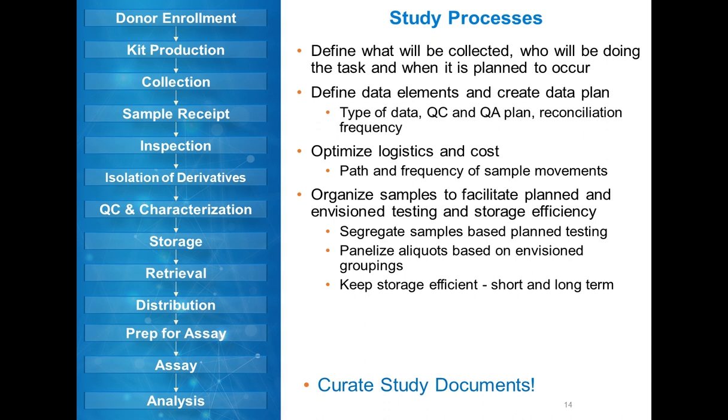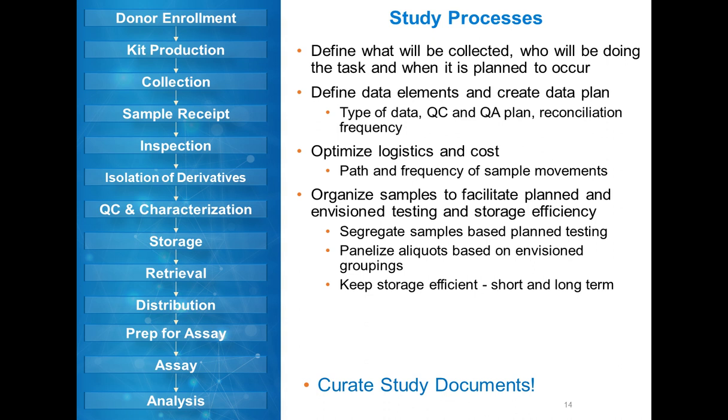The data elements that are going to be collected in association with those processes are also critical. You need consistency and standardization so that information across different locations can be shared. So creating a data plan that outlines the type of data, how that data is going to be QC'd, and how frequently you're going to reconcile the data between different systems becomes instrumental in having good, clean data on the back end.